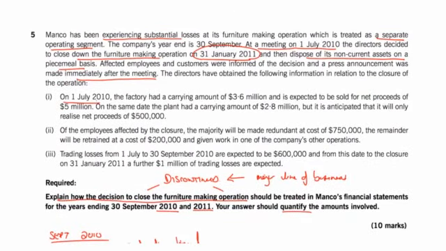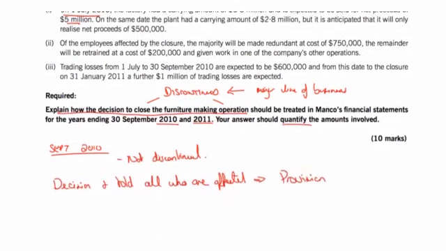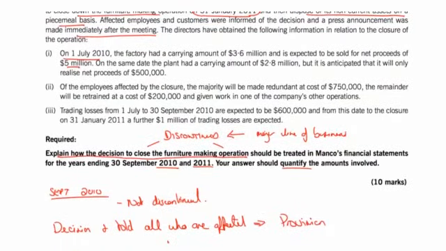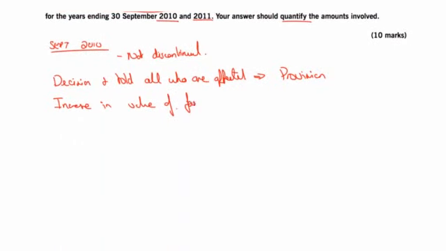Before the year end, the factory had a carrying amount of 3.6 and will be sold for 5. But it won't be sold until next year, so we're not going to bring in anything yet. On the same date, the plant, and you might want to put that in actually, you might want to put the increase in value of the factory not recognised until sold, which is next year.